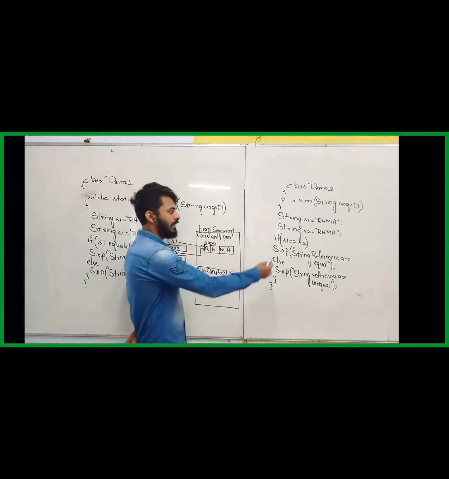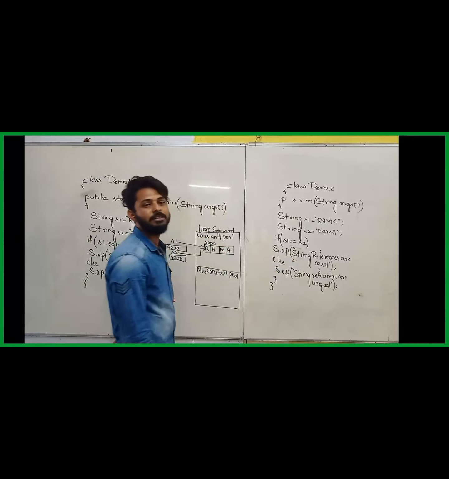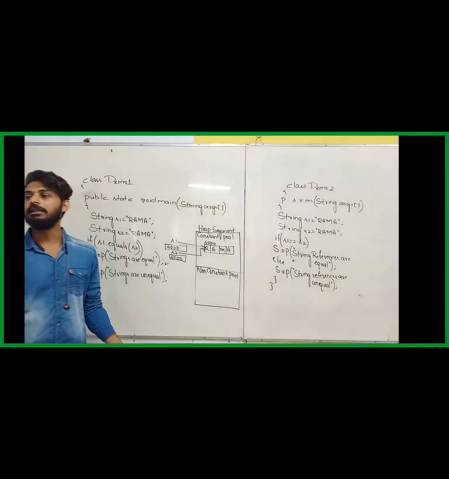It will just check the address, as it is the same. It will just print the output as "string references are equal." Is that clear? Yes or no? Okay. So for the first one also I'll get the output as "strings are equal," and for the second one I'll get the output as "string references are equal." Is this one clear? Yes, no?